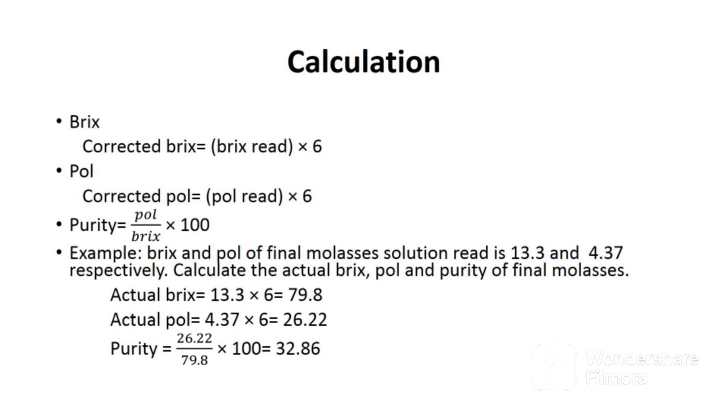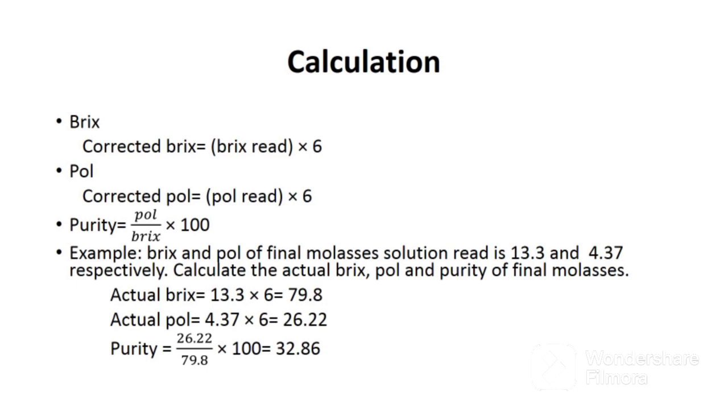You can remember, we were using tables to correct POL of juice samples read from polarimeter. But for pan flow materials, we do not use tables, but we multiply POL read from polarimeter by dilution factor to get exact POL. So exact POL or corrected POL is equal to POL read times 6. Remember, for our case, the dilution factor is 6. And purity is equal to POL over BRIX times 100.